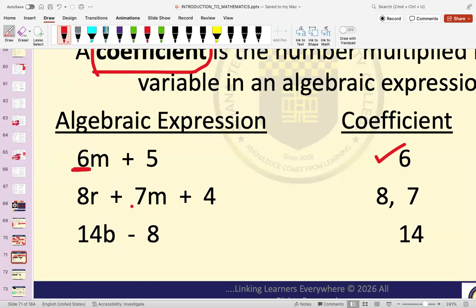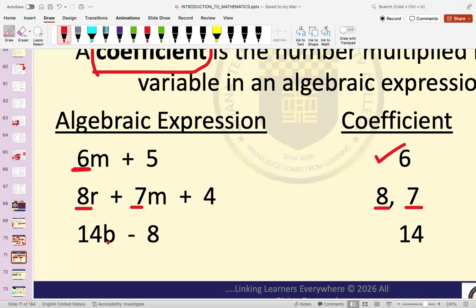So I have 8r plus 7m plus 4. In this case, I have two coefficients. 8 is a coefficient to r, and 7 is a coefficient to m. So my coefficients are 8 and 7.